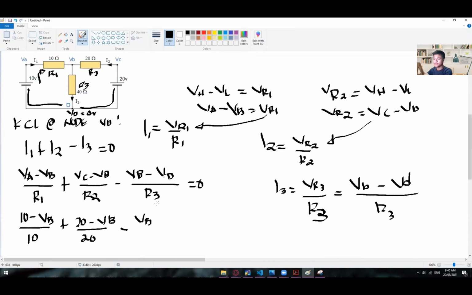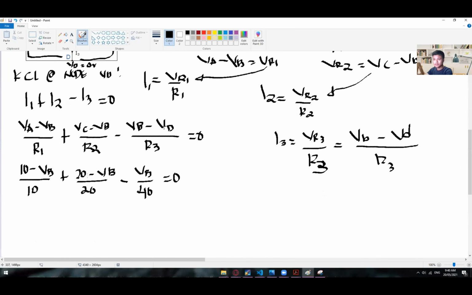This one is VD. As you may already know, VD is equal to 0, so we could just leave it like that, since it will not affect the voltage VB since it's equal to 0. So minus VB divided by R3, where R3 is equal to 40 ohms, is equal to 0. As you can see, we only have one unknown variable, so we can now solve for the value of that unknown variable.